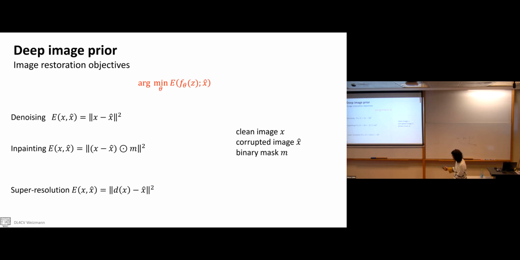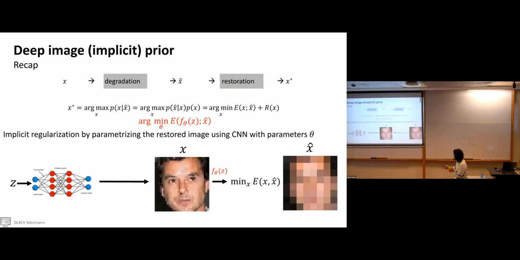So let's see some results, just to have some idea. The training, one more time, is based only on the Z vector, which is a random vector, and the degraded image. This is the only training for this task. Then if you have another degraded image, you should change the X bar and train your network once again.